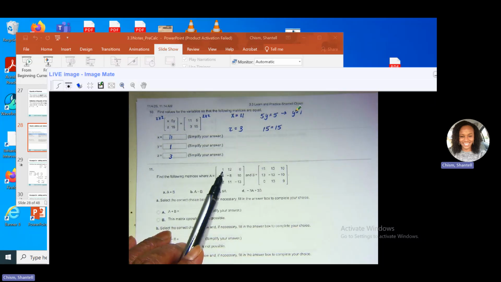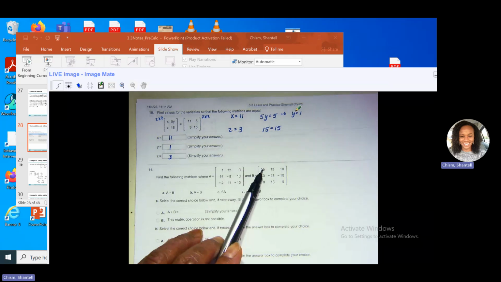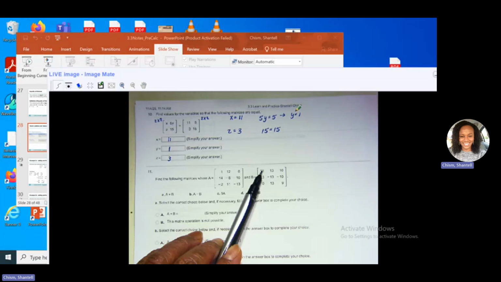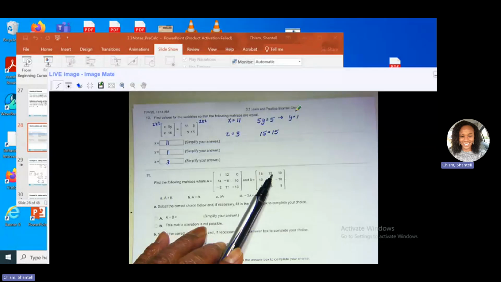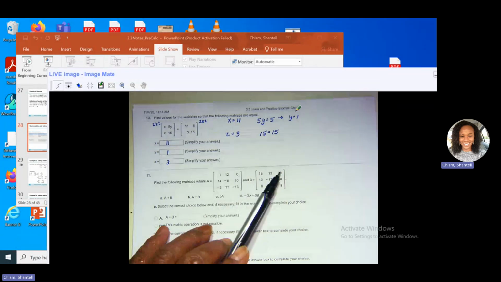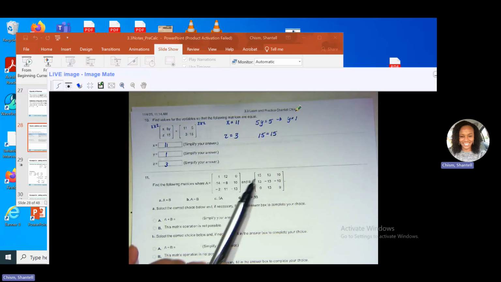So for example, this row 1, column 1 element, because it's in row 1 and it's in column 1, will add to the row 1, column 1 element here in B. 1 plus 15, so that would be 16. Here, 12 plus 13, 25. 0 plus 10, 10. So when we're adding the two matrices here, we're just simply adding the corresponding elements. Okay. Similarly, when we're subtracting, we'll simply subtract the corresponding elements.